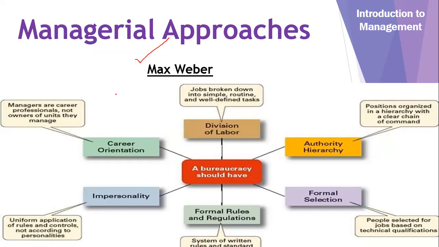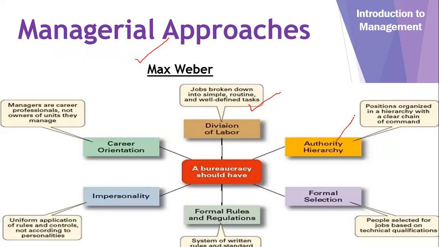Okay, what's the concept of Max Weber, or what's the school of thought? As per him, a bureaucracy should have, first of all, division of labor. As per Frederick Taylor, again, division of labor and job specialization. Adam Smith भी कहता है, it's very important. Jobs broken down into simple, routine, and well-defined tasks. This is very important, and you have to do it.